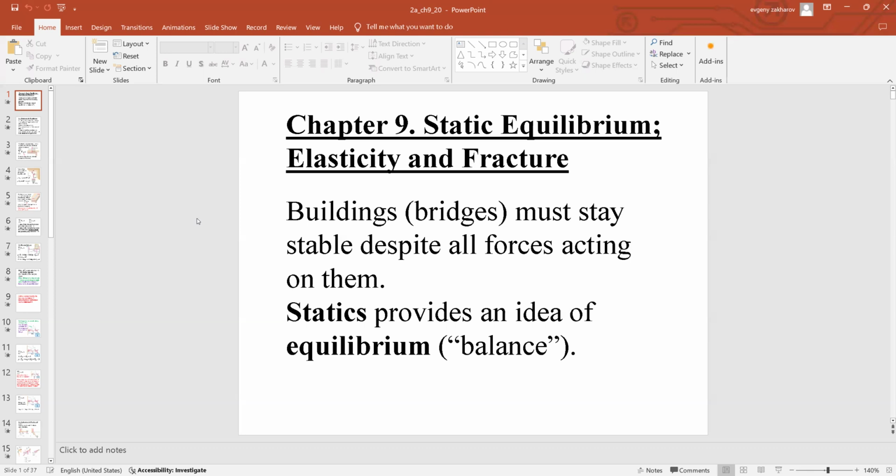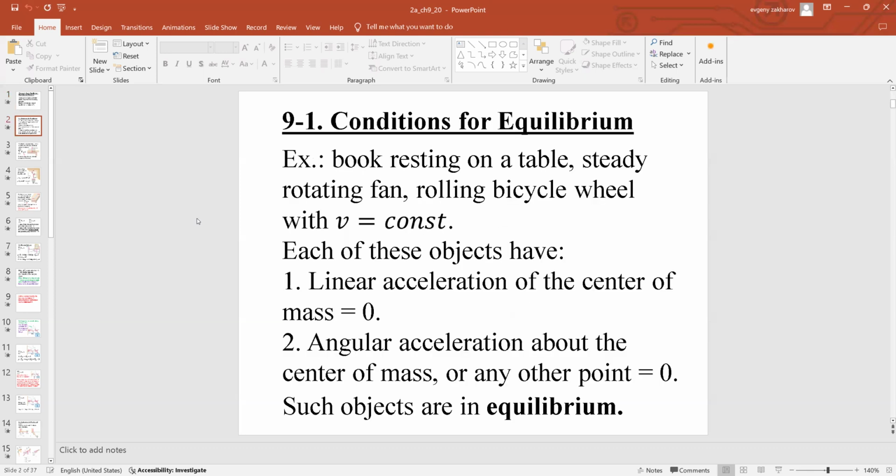So statics provides an idea of equilibrium. Equilibrium is just a fancy word for balance. Every time someone says equilibrium, just think balance. So here's an example of equilibrium: a book resting on a table, or a rotating fan with no speeding up or slowing down, or a bicycle wheel that rolls with constant speed.